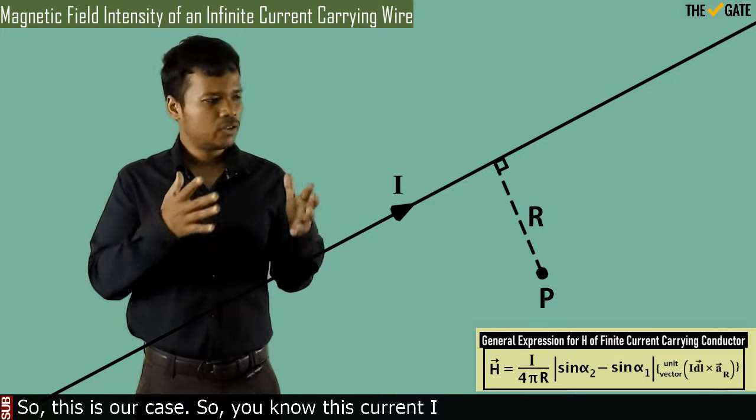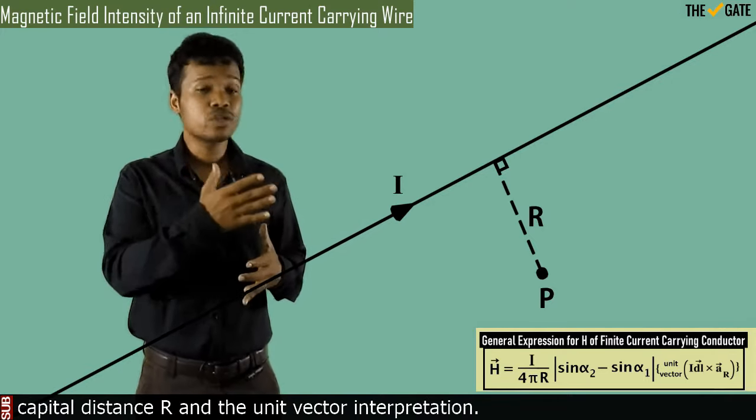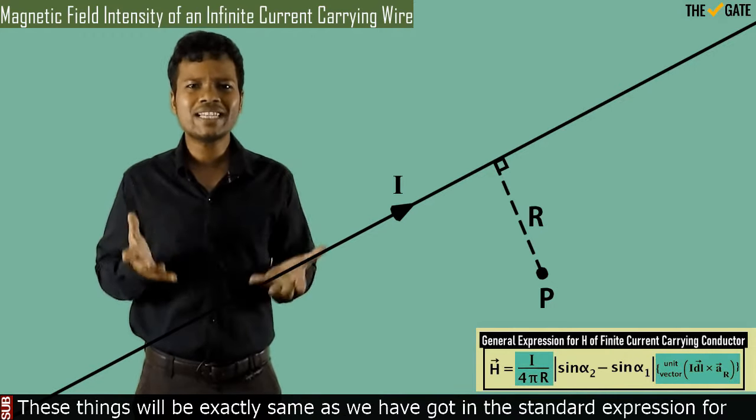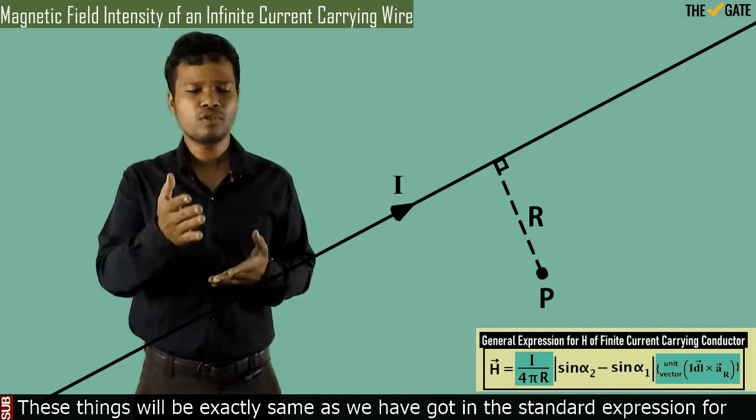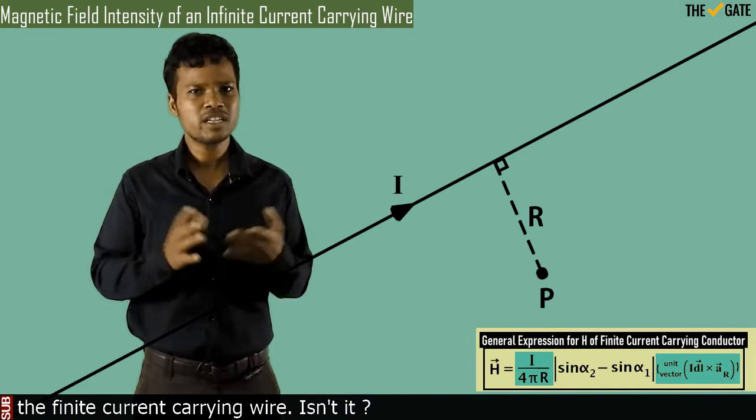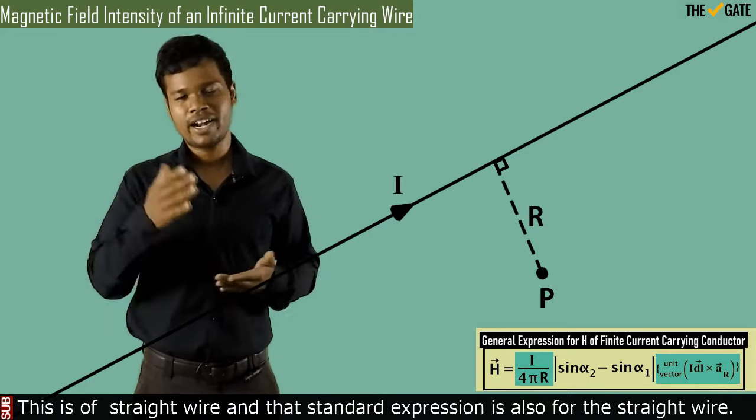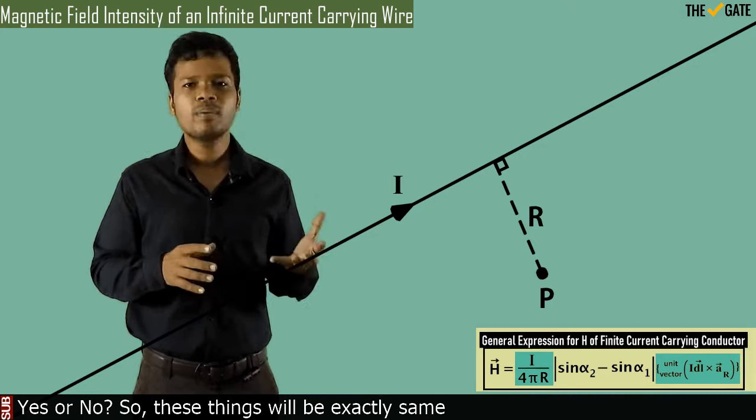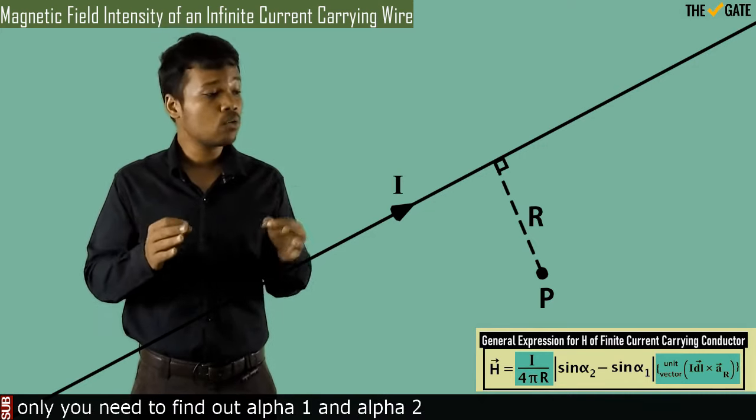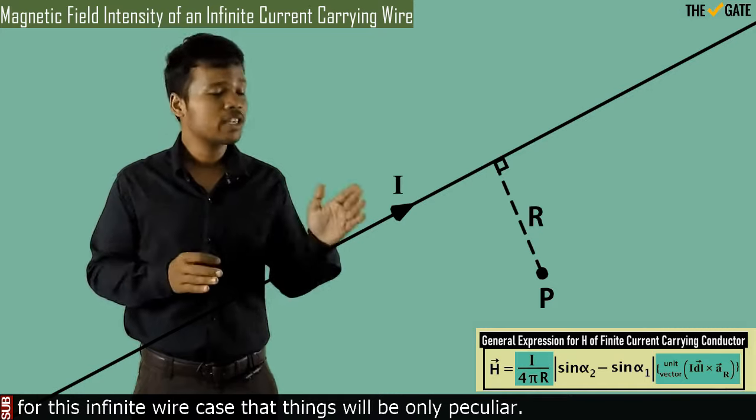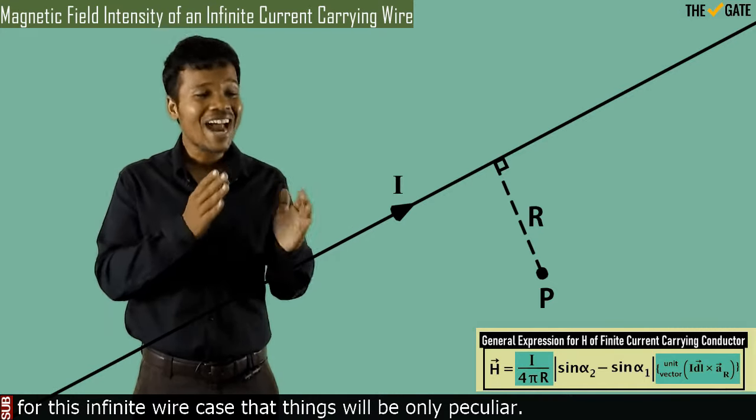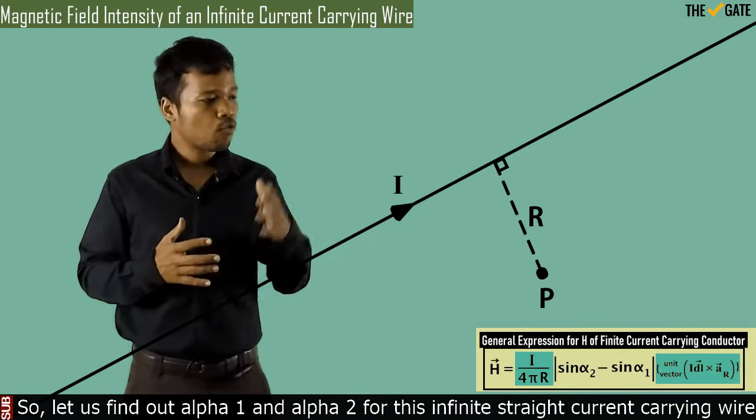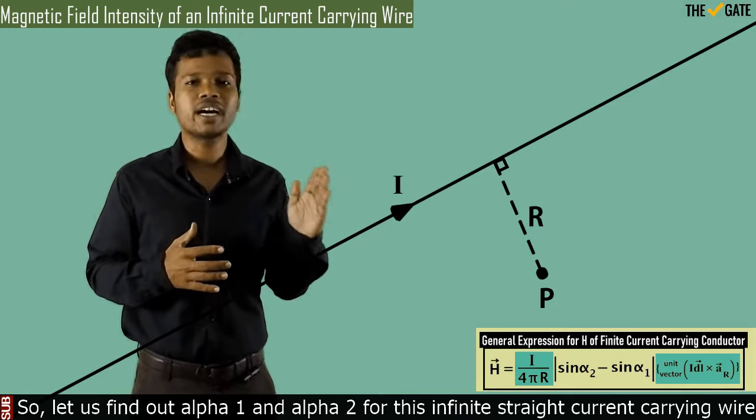So you know, this current I, distance capital R, and the unit vector interpretation, these things will be exactly same as we have got in the standard expression for the finite current carrying wire, isn't it? This is all straight wire, and that standard expression is also for the straight wire. Yes or no? So these things will be exactly same. Only you need to find out alpha 1 and alpha 2 for this infinite wire case. That things will be only peculiar. So let us find out alpha 1 and alpha 2 for this infinite straight current carrying wire.